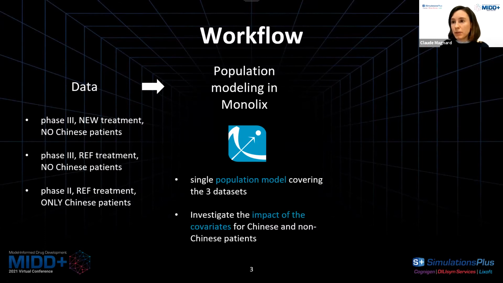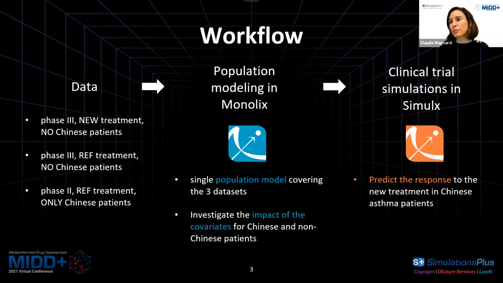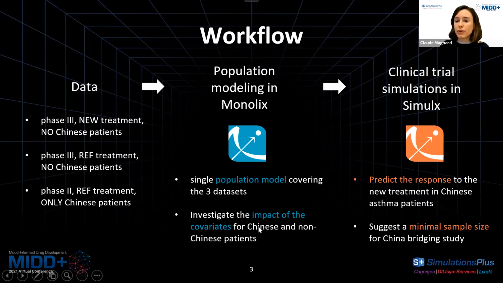And the second step will be to use this model to simulate new situations with Simulx, the application of the Monolix suite for clinical trial simulations. So we will first predict the potential response to the new treatment in Chinese patients, and then we will evaluate the impact of the sample size for the Chinese phase 3 study. So note that this type of bridging strategy is quite new, so there is a slight risk that the China FDA, so NMPA, may actually require additional supportive analysis.